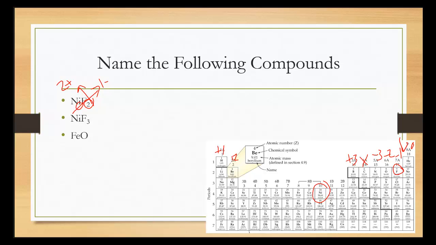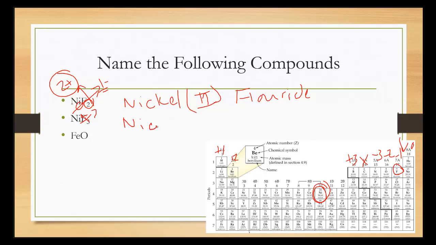So it's going to be nickel, 2, in parentheses, fluoride. Let's do another one. Once again, nickel's in the transition metal. But instead of being nickel 2, when we uncross it, we find that it's nickel 3. Once again, double check the anion. Fluorine is supposed to be a -1, and it is, because there's an invisible 1 there. So it's nickel 3 fluoride.